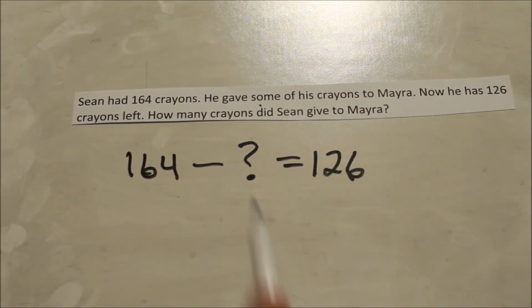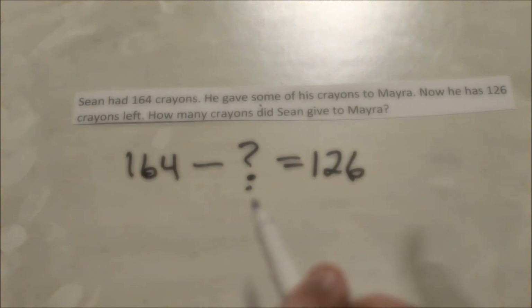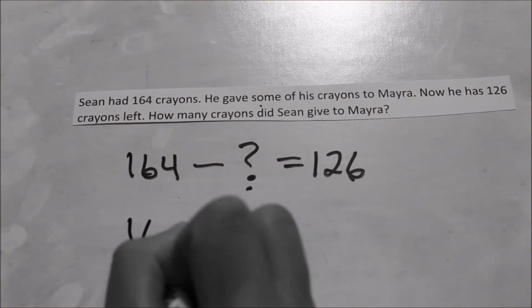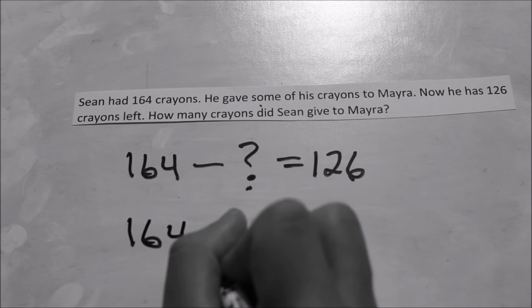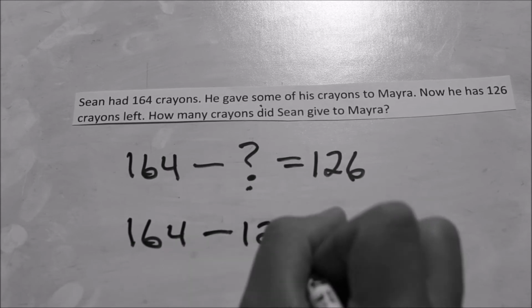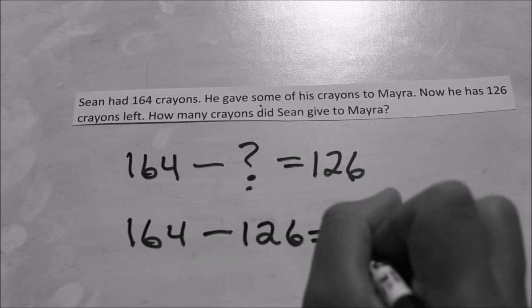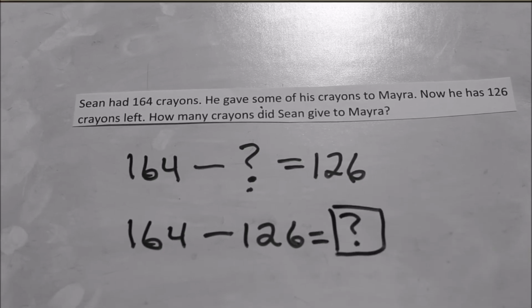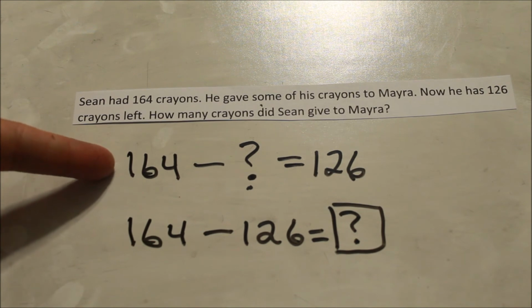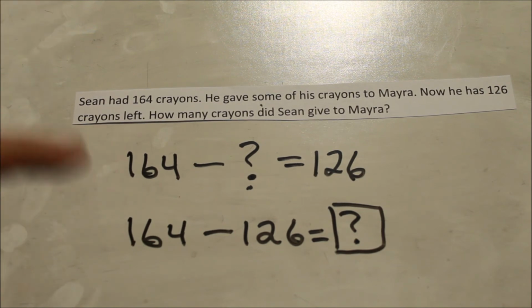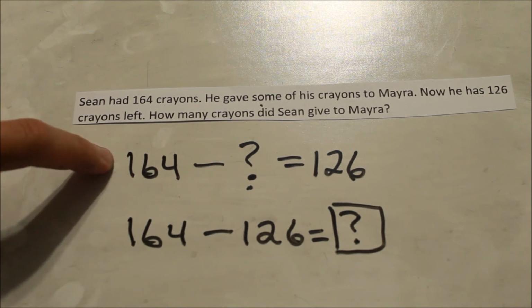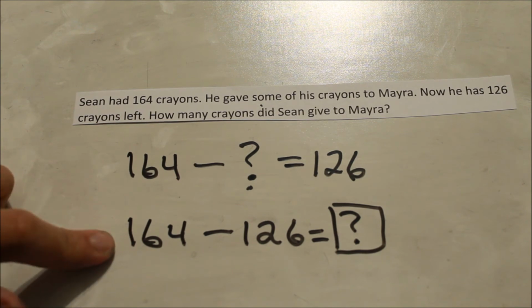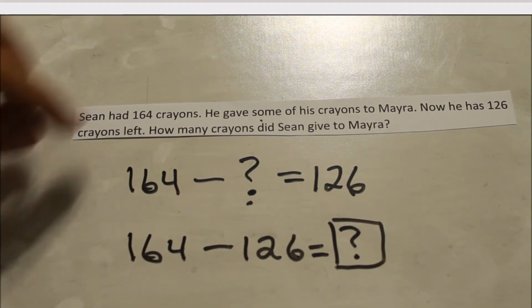This again would be my representation of the problem. But in order to find out how many he actually gave, I have to take my 164 and subtract my 126, and this amount would tell me how much. If you are representing the problem, this is what you put. If you are solving it, you write your representation and you flip it, and this is how you would solve the problem. Let's look at the next one.